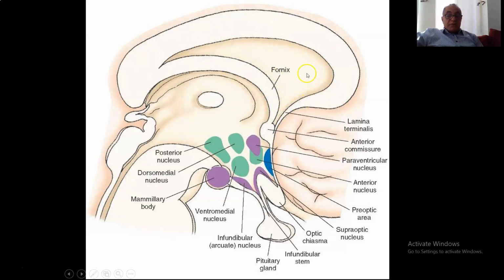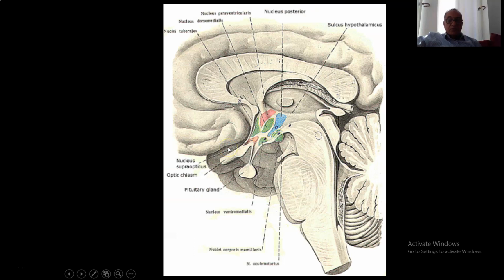And this is a diagrammatic view showing the position and the different nuclei of the hypothalamus. We'll see what these nuclei are, where they are, and what is the function of these nuclei, and how we can study the hypothalamus in a very simple way. This is another view, anterior border, superior border, and inferior border of the hypothalamus.